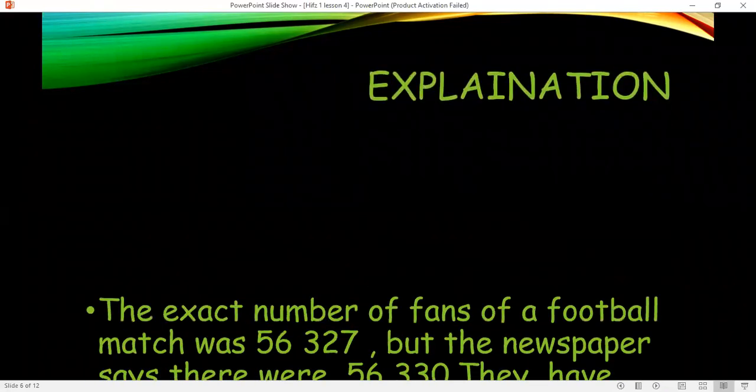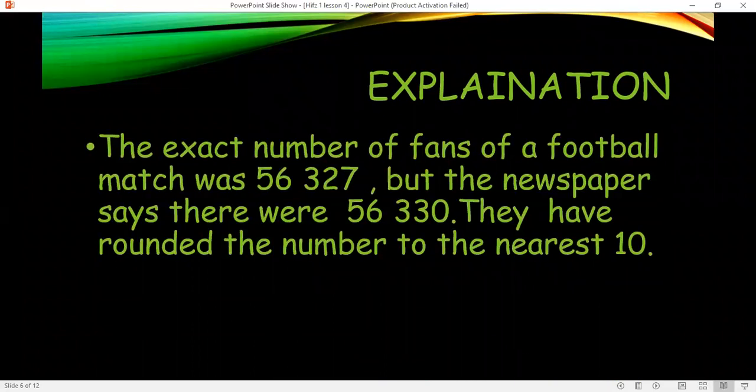How can we use rounding? If you have ever been shopping with your mummy or dining out, you estimate at home how much you have to spend today. That is estimation, and estimation is based on rounding. For example, the exact number of fans at a football match was 56,327, but the newspaper says that it was 56,330. Why did they do so? Because this makes your calculation easier. They have rounded the numbers to the nearest tens.